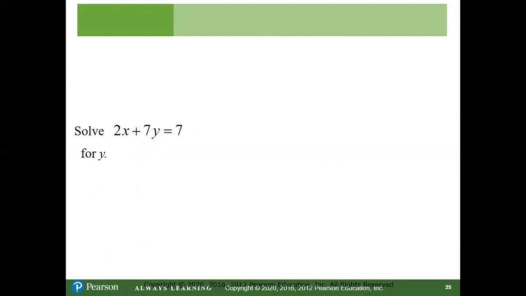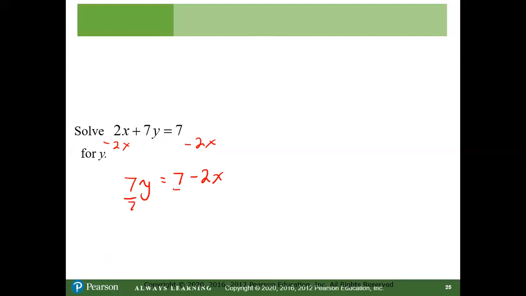So this here is in standard form of a linear equation in 2 variables. We don't know that yet. We'll find out in chapter 2. But for right now, we're going to get this solved for y. So again, this 2x needs to go, and this 7 needs to go. So I'm going to start moving them over to the other side of the equation. And that gives me 7y is equal to 7 minus 2x.